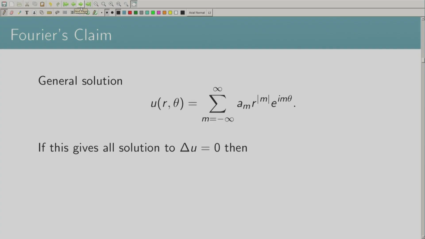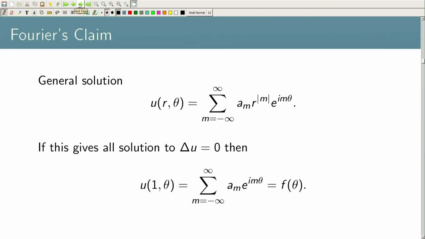If this gives all the solutions to delta u equal to 0, that means we are saying that if we have a solution of the steady state heat equation, then it must look like u(r, theta) equal to f(r) g(theta). Then in this case, if I put in the boundary where r equal to 1, the boundary of the disk, then u(1, theta) is equal to the sum of a_m e^(i m theta), which is a function of theta, no more dependent on the radial variable. So now this is a function which is defined on the circle.